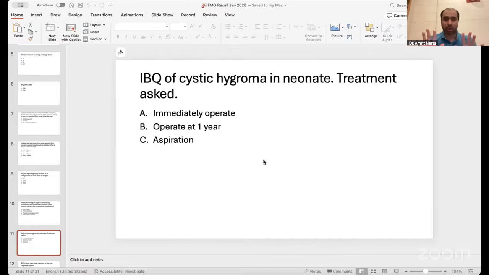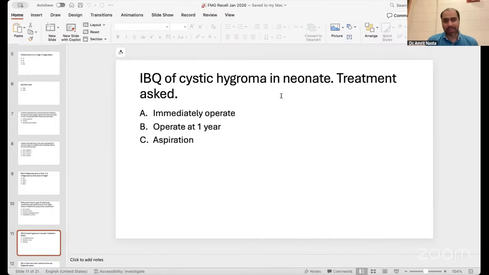By simple logic. The child is born. He has a big cystic hygroma on the neck. So what should you do? And if there is any other option or anything more in the question, then you can tell me.